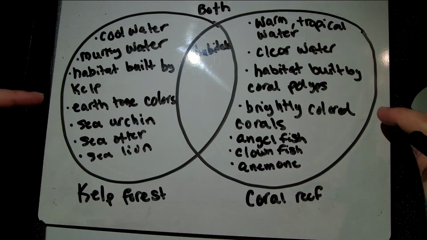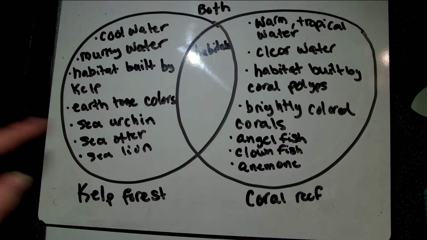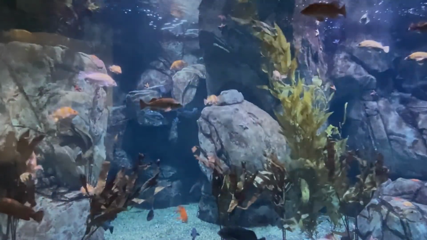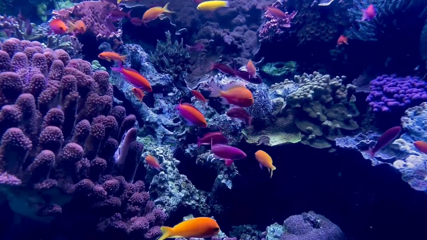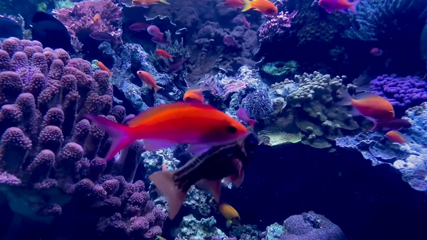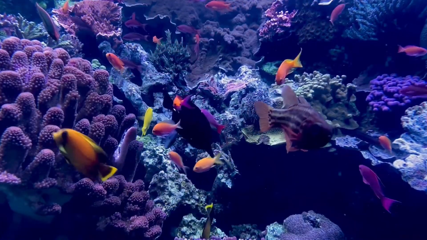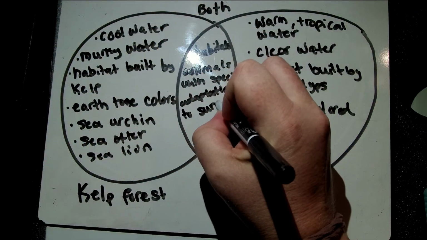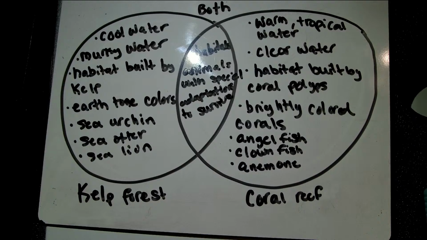All right, so these are some of the characteristics that kelp forests and coral reef have that make them different. So this is how we can contrast kelp forests and coral reefs. But what do they have in common? Right? They're both habitats. I would say that they have animals with special adaptations to survive. Right? So these animals, they have specific adaptations that are going to survive in that habitat.